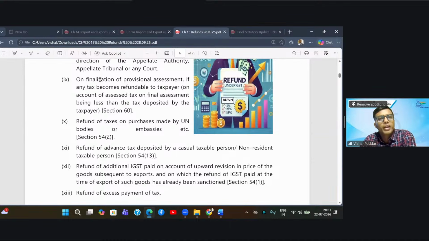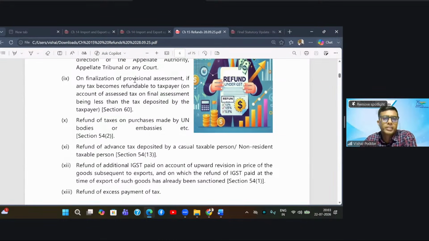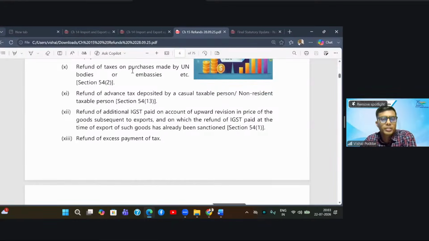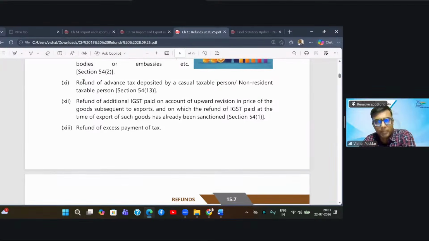Next, whenever originally the assessment was done provisionally, and later on this provisional assessment is made final, and at the time of finalization of this provisional assessment it was found that the tax paid on provisional assessment was higher and on finalization it has been reduced, the excess tax paid can be taken back as refund. Next, refund of taxes on purchase by the United Nations or embassies. For them, there is a specific provision for refund.